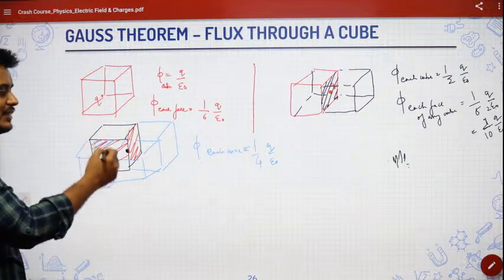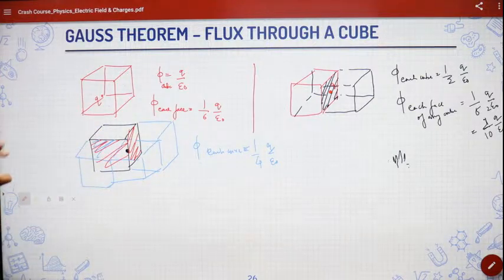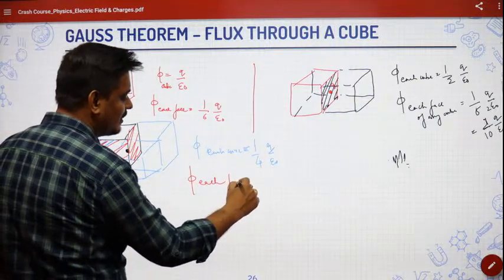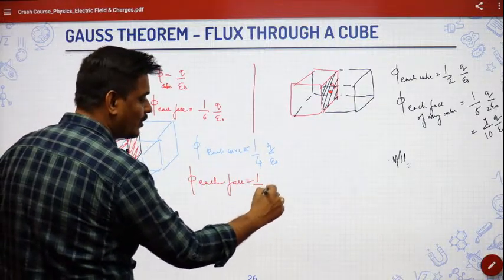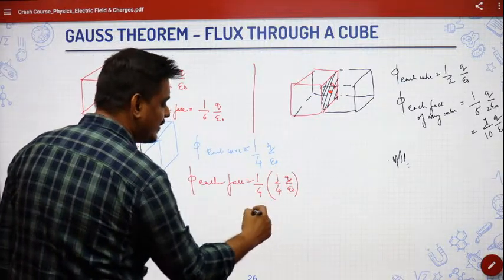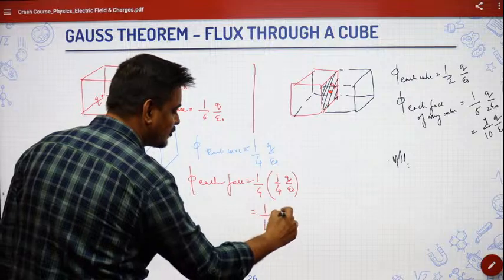So remaining only 4 faces are remaining. Out of 6, 2 are occupied. So only 4 is remaining. So phi through each face will be 1 by 4 times of 1 by 4 q by epsilon naught. So through each face I am going to get 1 by 16 times of q by epsilon naught.